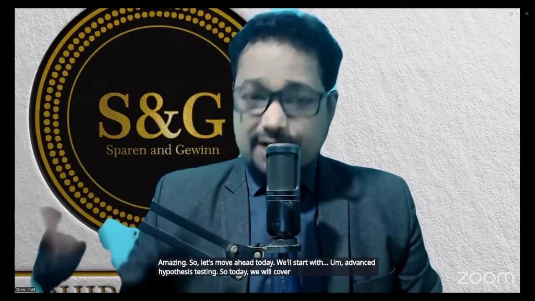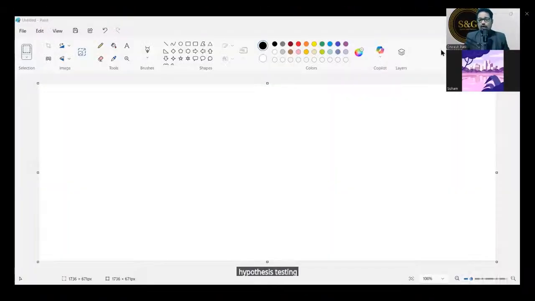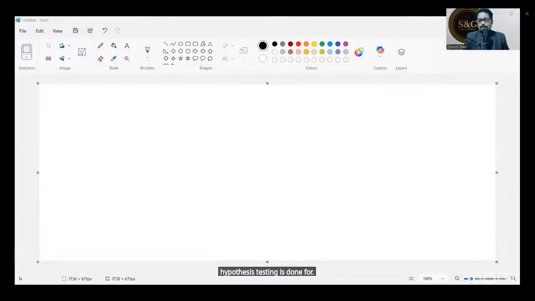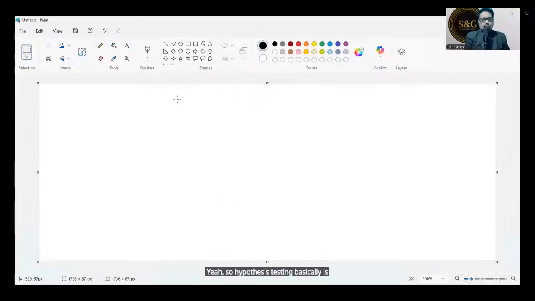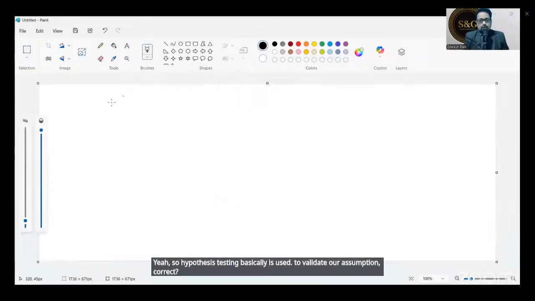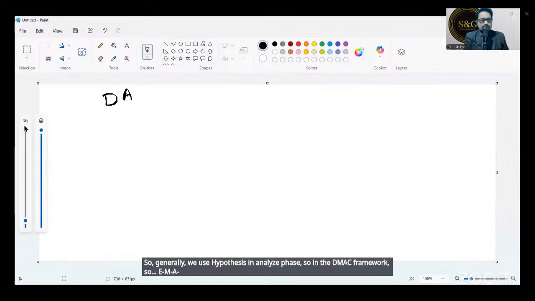We'll start with advanced hypothesis testing. So today we will cover hypothesis, advanced hypothesis, and advanced regression. As we are into the black belt, let me just quickly touch upon the basic stuff. Hypothesis testing basically is used to validate our assumption, correct? So generally we use hypothesis in analyze phase.